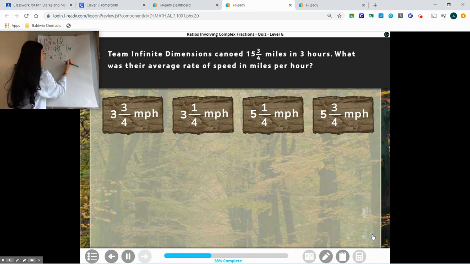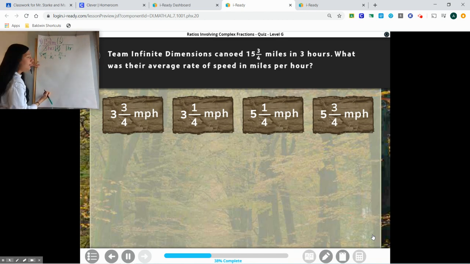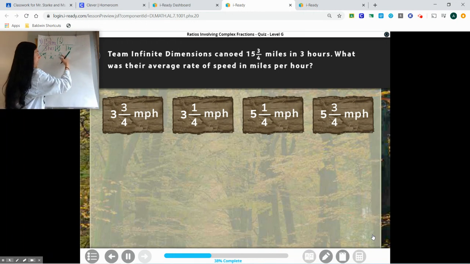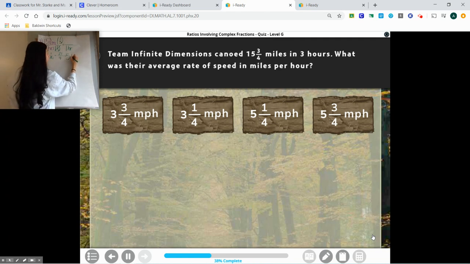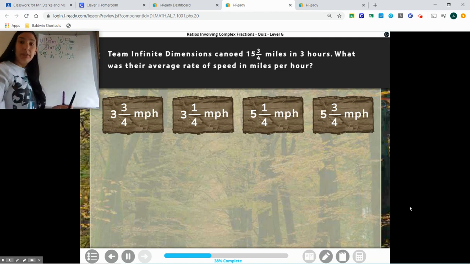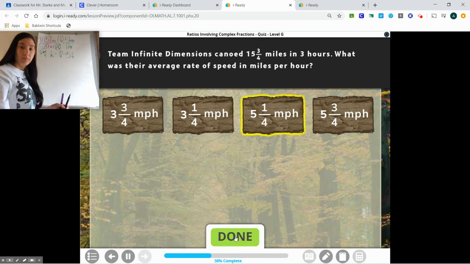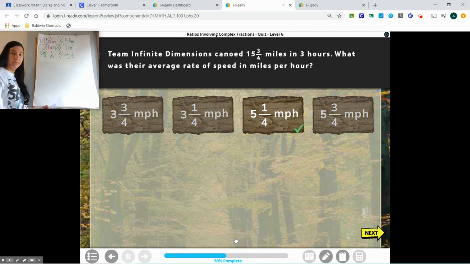We're going to turn that back into a mixed number. 4 goes into 21 5 times without going over, because 4 times 5 is 20. So we know we'll have 1/4 left over. So this is 5 1/4 miles per hour. So we're going to click 5 1/4 and go to the next question.